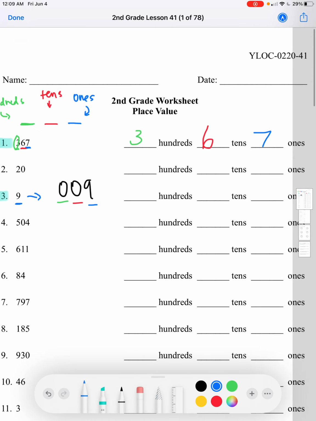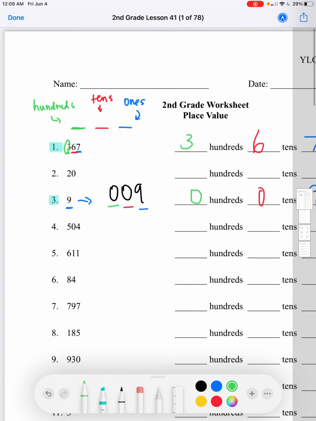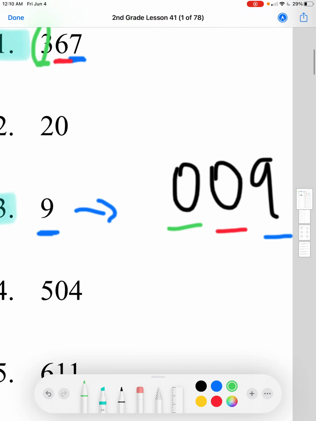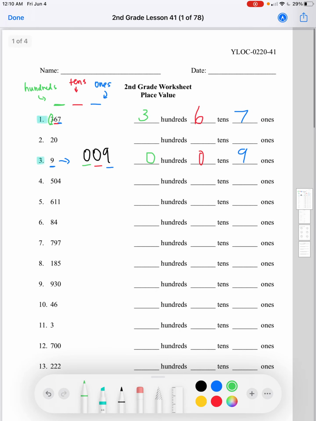So we'll just write that. We have 9 ones, 0 tens, and 0 hundreds. You don't have to write these zeros, that's why this is the same thing as just the number 9. And yeah, that's how you solve this kind of question. Just remember which place is which.